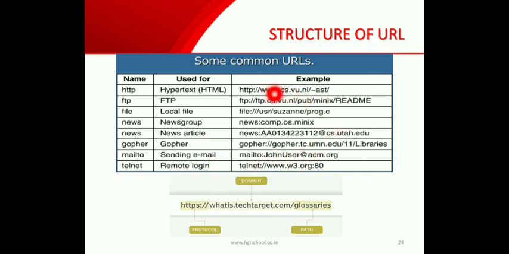So the example of the URL is given. With HTTP it is like this. FTP, if we have to download or upload any file, then we will use this. Here this is a local file on your computer. If you open Windows Explorer in your computer and select any file on your computer, you will be able to see such a path. News, mailto, telnet, etc.